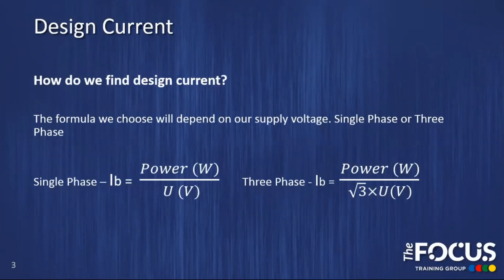How do we find design current? Well, the formula we're going to choose will depend on our supply voltage, whether we have single phase or three phase. So at the bottom left we have our single phase formula, which says IB, which is design current, is equal to power in watts divided by U, which is our nominal voltage. Then for three phase, slightly different, design current is equal to power in watts, again, divided by root 3 times our nominal voltage.